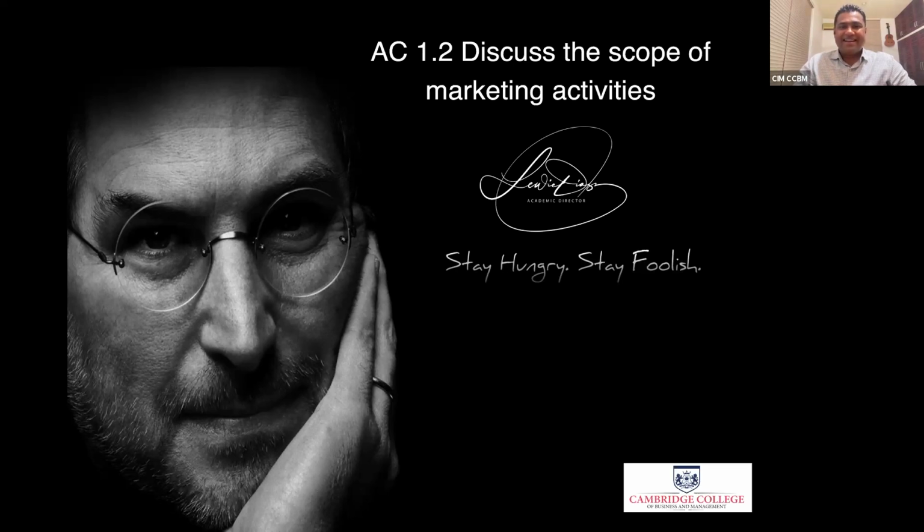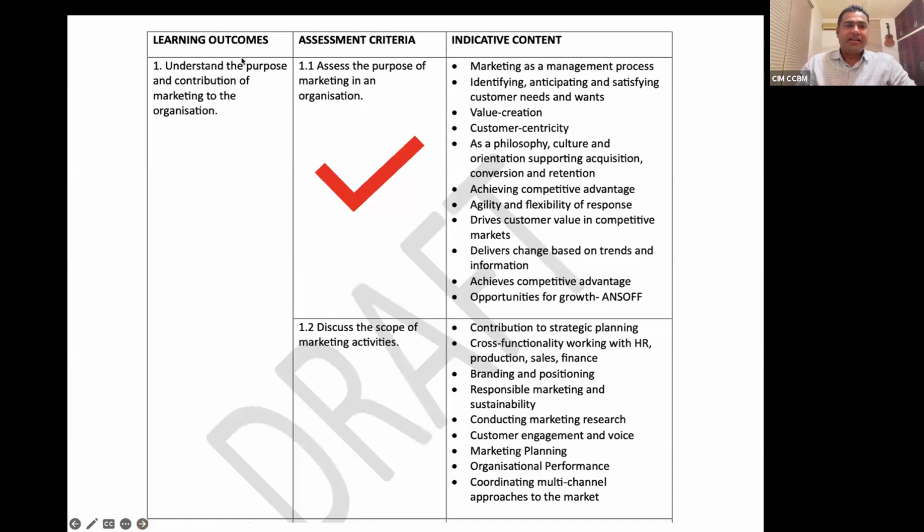Okay, let's start AC 1.2 today and discuss the scope of marketing activities. We've done assessment criteria 1.1, assessing the purpose of marketing in an organization. Now we are going to look at assessment criteria 1.2 and cover the respective indicative content. I hope you're clear on the syllabus. At the end of this chapter, you will have another exam that you need to do.